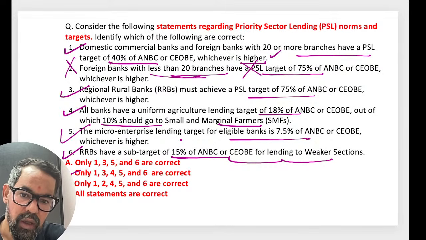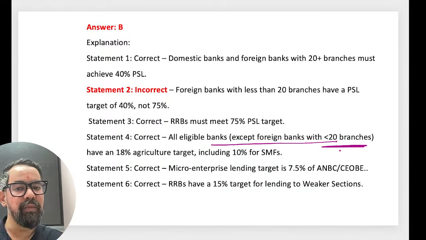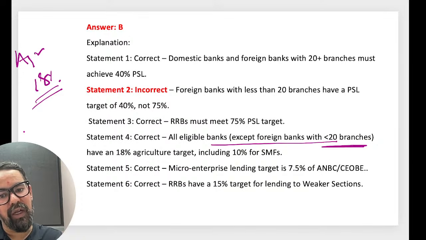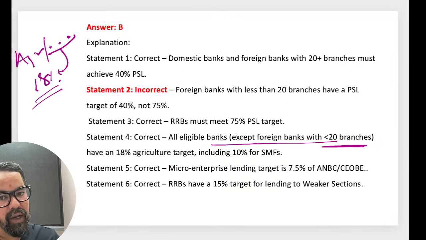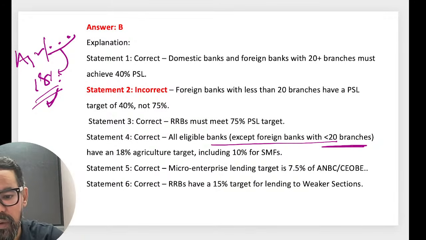Why did different answers come up? Statement 4, all banks uniform, this is something that applies when it comes to this statement, the eligible banks. Look here, in general categorization we have the 18% rule for agriculture, and when it comes to scheduled commercial banks, foreign banks, small finance banks and RRBs, they have to lend 18% of the total ANBC or CEOBE to the priority sector. Out of this, 18% must go to this one. But when it comes to the weaker section and the other part, that is micro enterprises, it is 7.5% and 12% in all. So that is the differentiation. Okay.